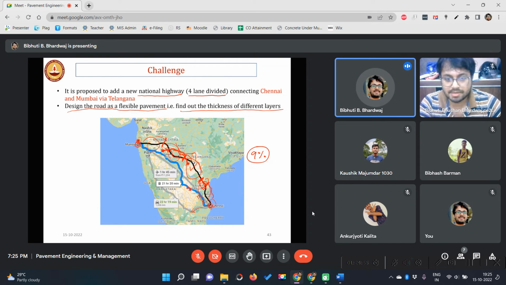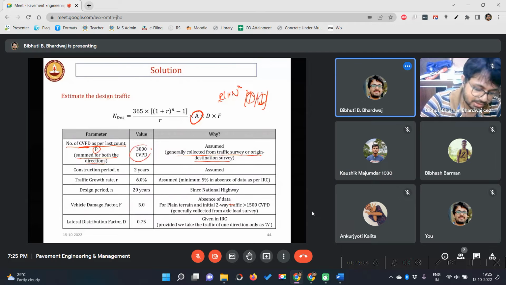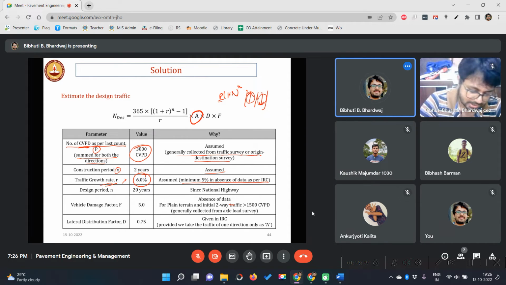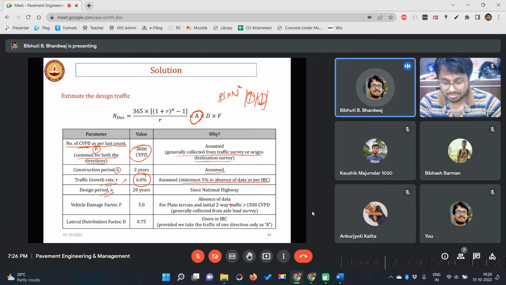Okay, but there are many factors. Traffic survey is not the only one. There are many factors you need to consider, and ultimately you get 2,000 commercial vehicles per day. Construction period: let's say we'll be able to complete construction in 2 years, it's an assumed one. Traffic growth rate is not given, but a minimum of 5% should be taken as per IRC, so you have taken 6%. Design period is indirectly given: it's a national highway, so you have to design for 20 years.